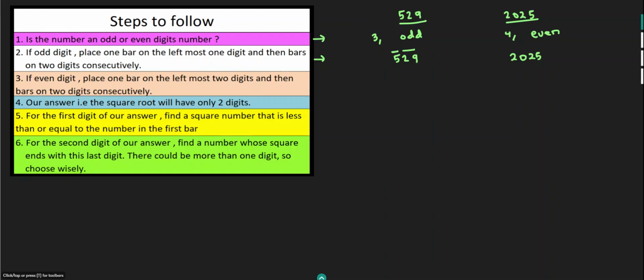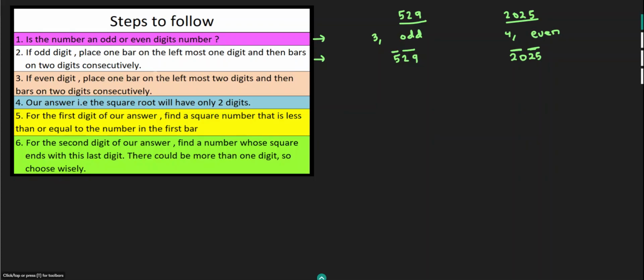On the leftmost two digits. So here the leftmost two digits is 2 and 0, that is 20. So I have to place a bar on 20 and then the bars on the next two digits 25. So now we are done with the second and third step.